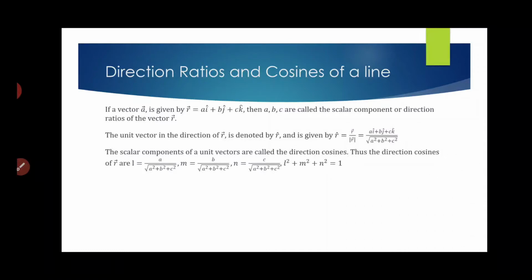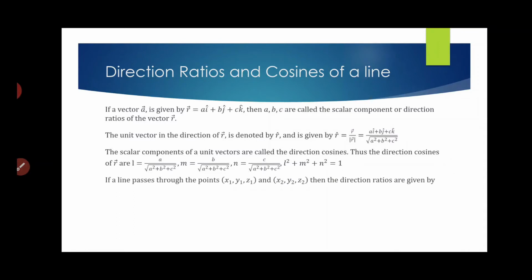Now, a vector is basically a directed line segment. So whatever we say about vectors is applicable for lines as well. So whenever we talk about direction cosine or direction ratio of a vector, we are actually talking about direction cosine and direction ratio of a line.